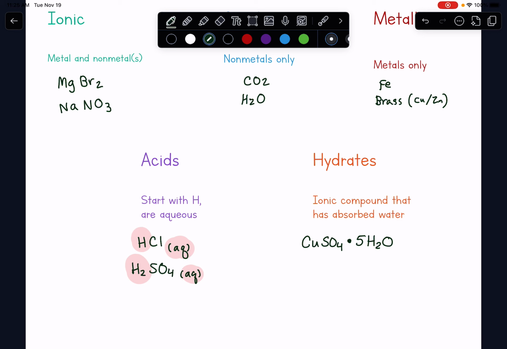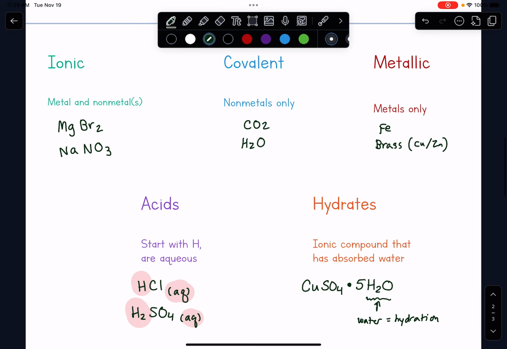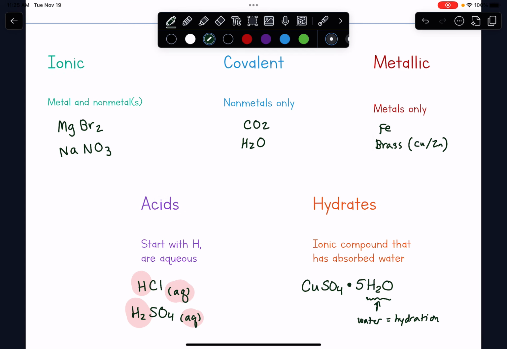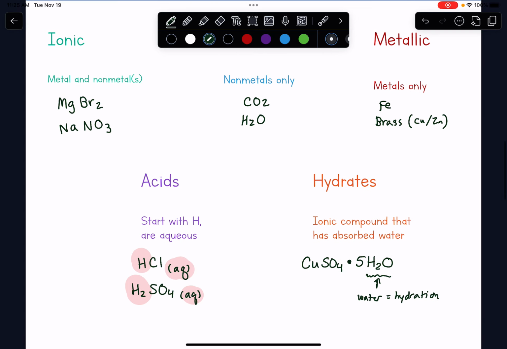To remember that this is a hydrate, just look at the last part. This is water. Remember, water is hydration. So if it has water at the end of its formula like this with the multiplication dot, that is going to be a hydrate. So those are pretty easy to spot. But those are going to be slightly more precise examples of ionic and covalent compounds that do have slightly different naming conventions that we will learn this unit.